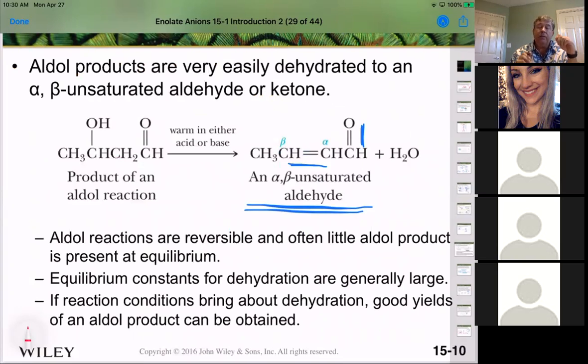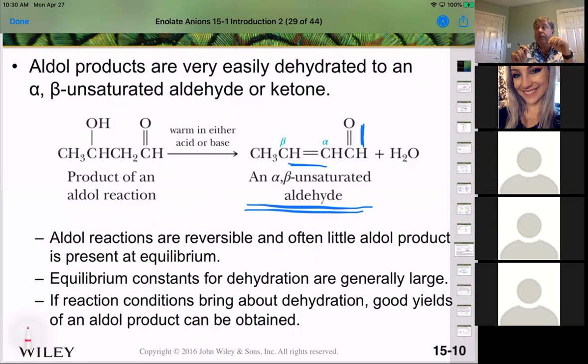Can we do that a little differently? Yes. Once we generate that beta hydroxy ketone, we can now lose a proton and generate a conjugated system. In this case, we call it the alpha beta unsaturated aldehyde or ketone. Now we have the carbon-carbon double bond in conjugation with the double bond of that carbonyl.